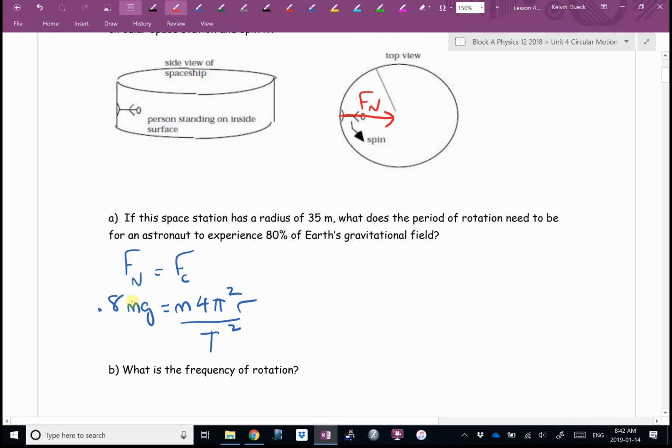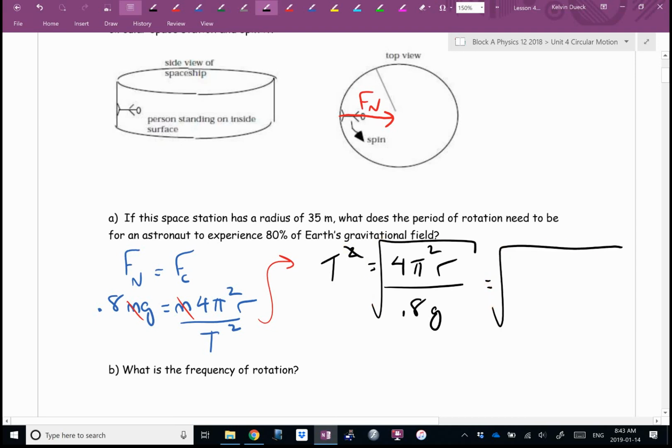But for now, what's this question want me to find? How would I get the T by itself? First thing I would do is multiply the T squared over because I don't like it on the bottom. I would take the 0.8 g and move it down. So I would have this: T squared equals 4 pi squared r over 0.8 g. What would my final step here be? Square root.